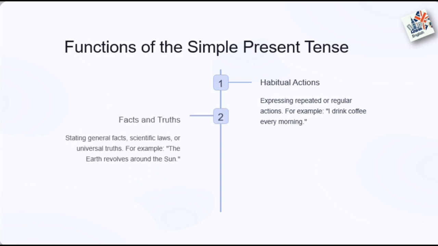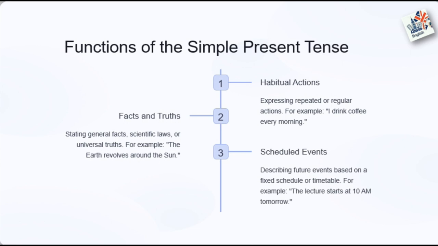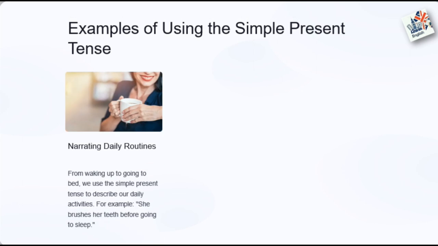3. Scheduled events, describing future events based on a fixed schedule or timetable. For example, the lecture starts at 10 a.m. tomorrow. Examples of using the simple present tense: narrating daily routines. From waking up to going to bed, we use the simple present tense to describe our daily activities. For example, she brushes her teeth before going to sleep.